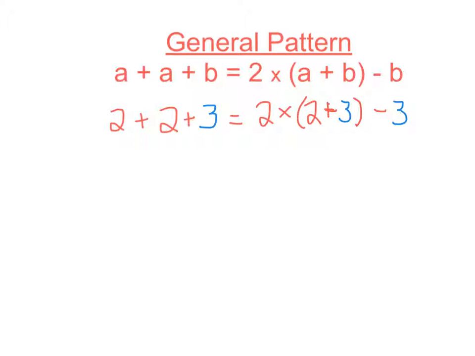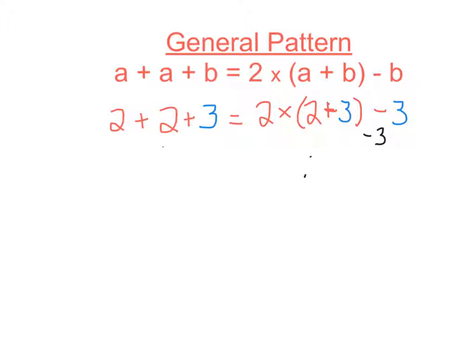Let's check that out real quick and make sure that works. So if I have 2 plus 2 plus 3, that would be 4 plus 3 is 7, so this side equals 7. And over here, if I have the sum of 2 plus 3, I have 5. I'm going to take that times 2, which would give me 10, and then minus 3 gives me 7. So 7 equals 7. So that general pattern holds true in this special case.